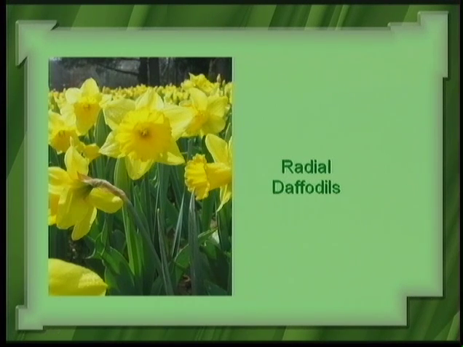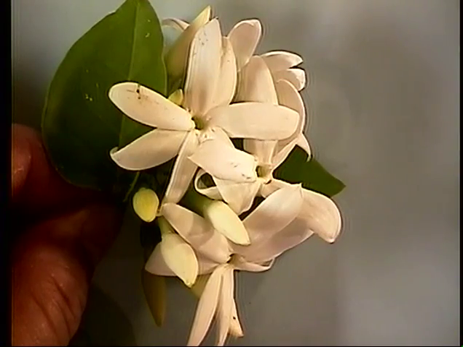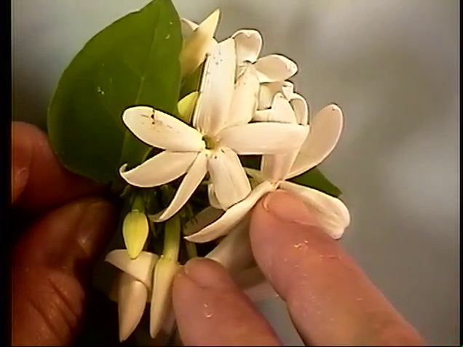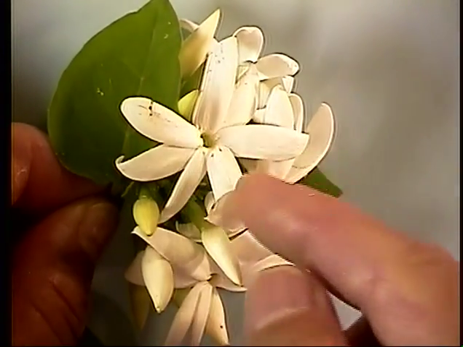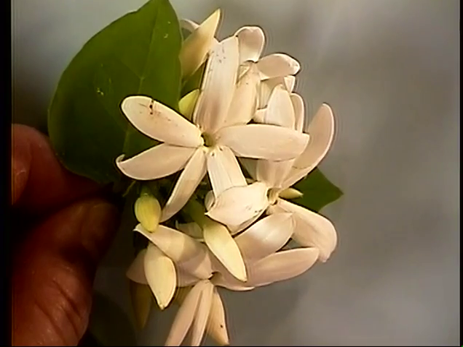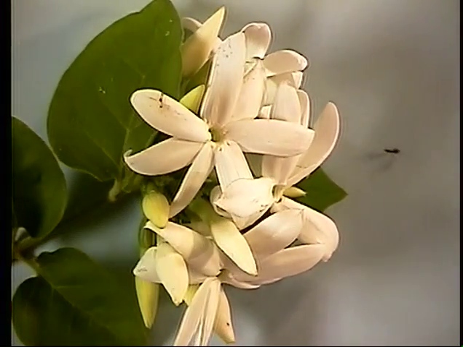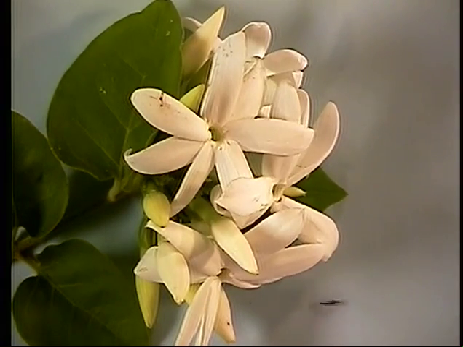Another kind of flower that shows this radial symmetry are things like this jasmine that we see on the Elmo here. If you were to look at a single flower and cut it along certain planes, you would have mirror images along more than one plane. And you can see some ants crawling around there on that.